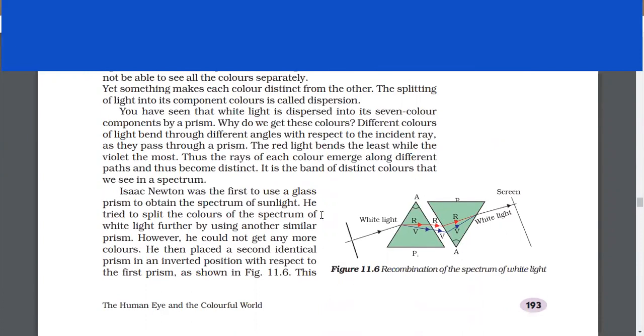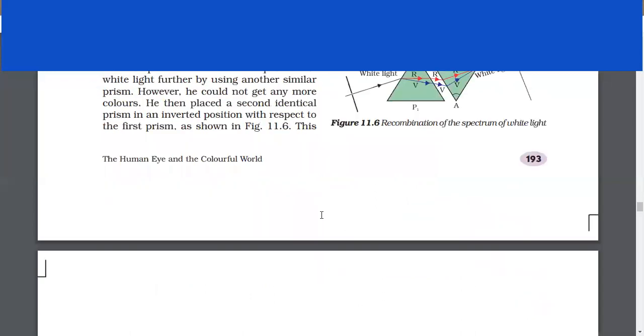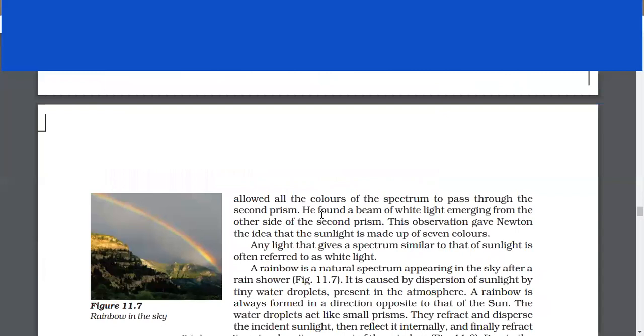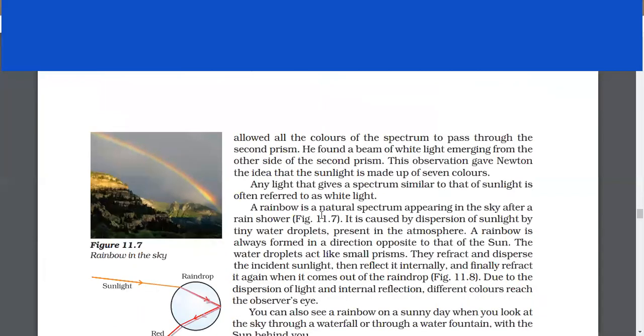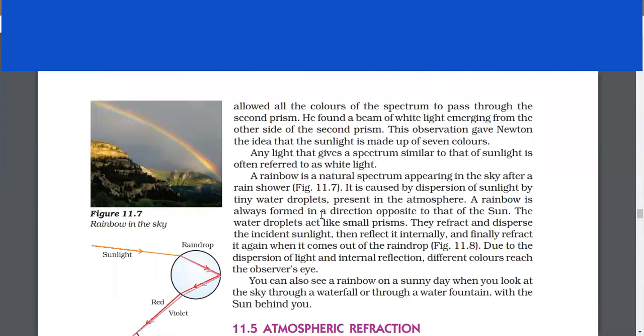Isaac Newton was the first to use a glass prism to obtain the spectrum of sunlight. He tried to split the colors of the spectrum of white light further by using another similar prism. However, he could not get any more colors. He then placed a second identical prism in an inverted position with respect to the first prism as shown in figure 11.6. This allowed all the colors of the spectrum to pass through the second prism. He found a beam of white light emerging from the other side of the second prism. This observation gave Newton the idea that the sunlight is made up of 7 colors. Any light that gives a spectrum similar to that of sunlight is often referred to as white light.